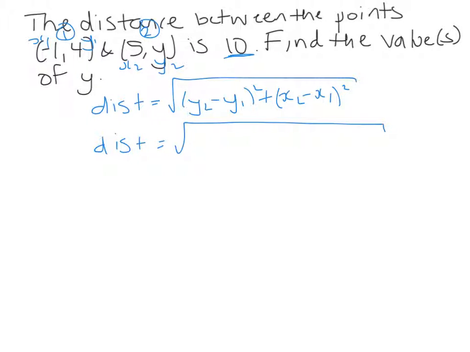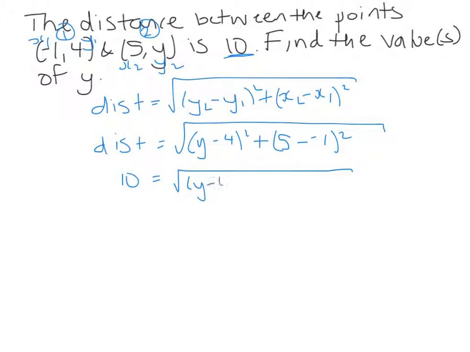now let's see, y2 minus y1 is y minus 4, plus x2 is 5 minus x1 is minus 1. And the distance between these points is 10, so I can substitute that in as well. Now let's see, y minus 4 squared. Now, minus and minus is a plus, 5 plus 1 is 6. 6 squared will be 36, I think. So, y minus 4 squared plus 36.